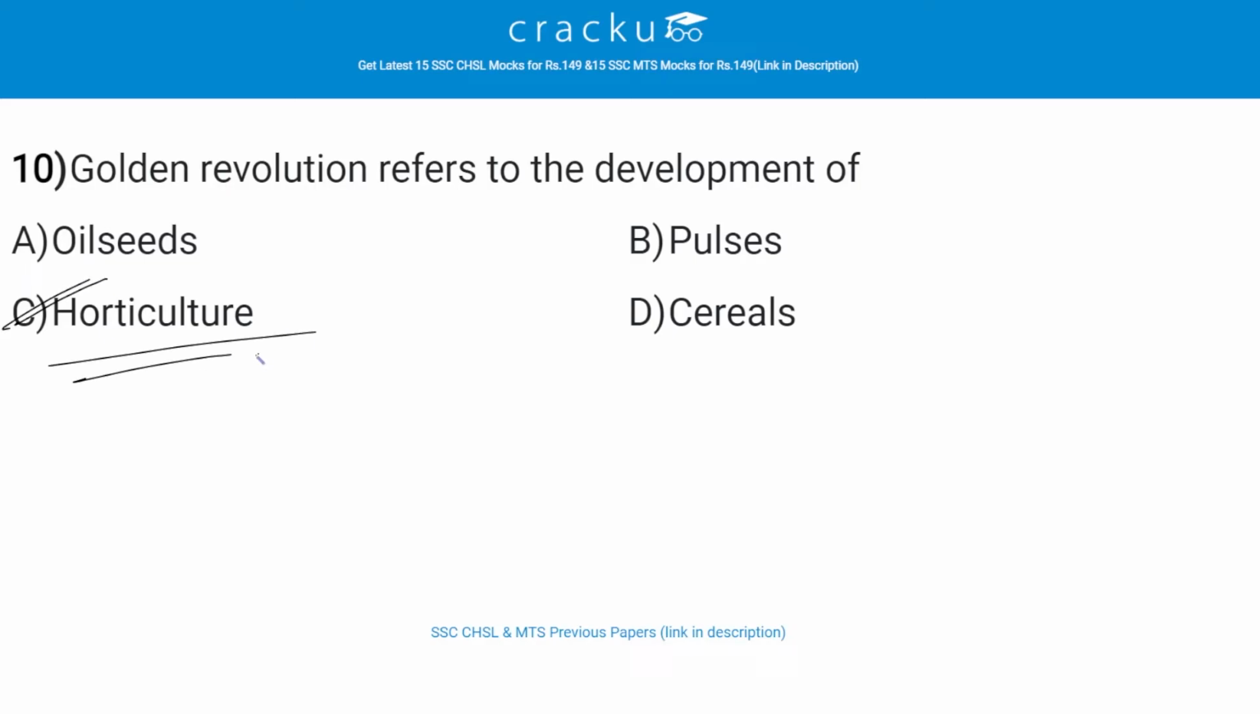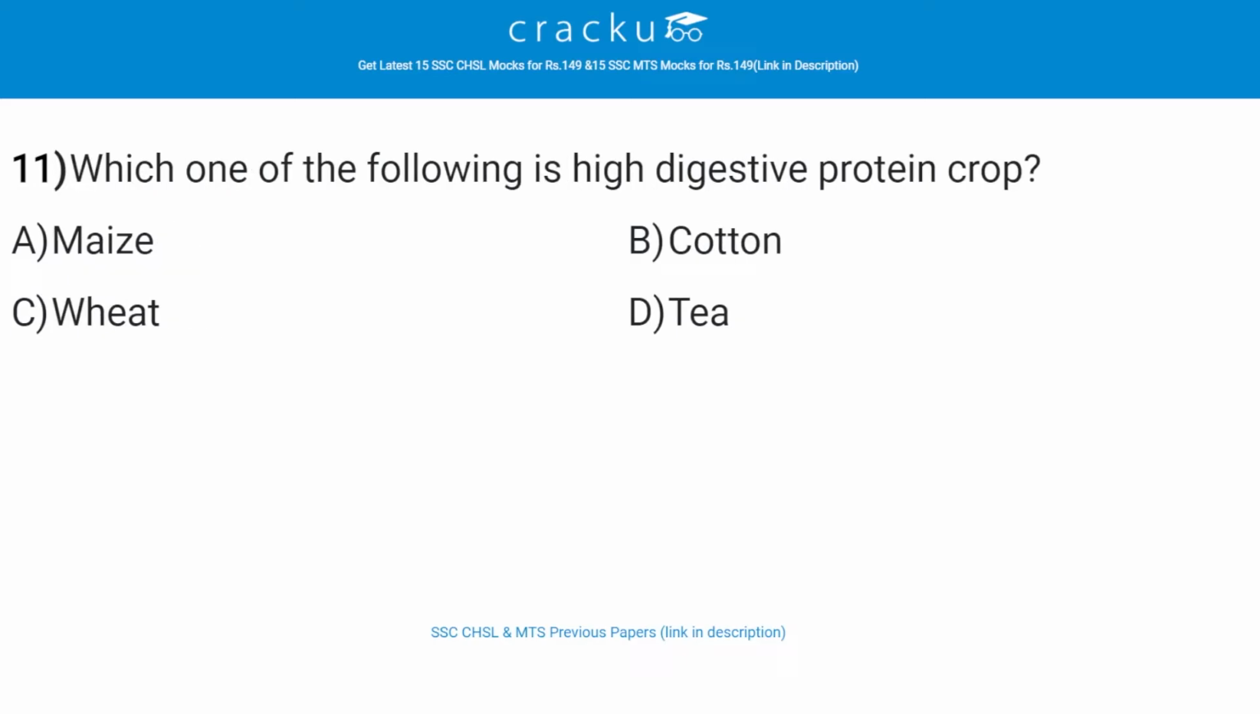So, the period between 1991 to 2003 is known as the period of Golden Revolution in India, and the Golden Revolution is related to the production of honey and horticulture. It is a part of the important agriculture revolution of India. Which one of the following is high digestive protein crop? The correct answer is C. So, wheat is the high digestive protein crop.